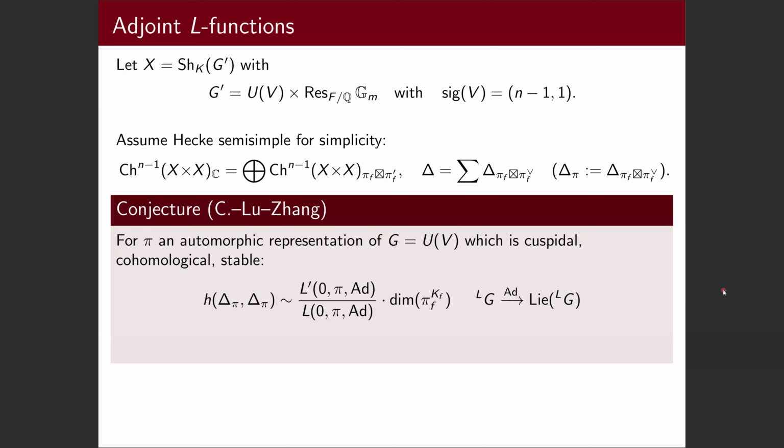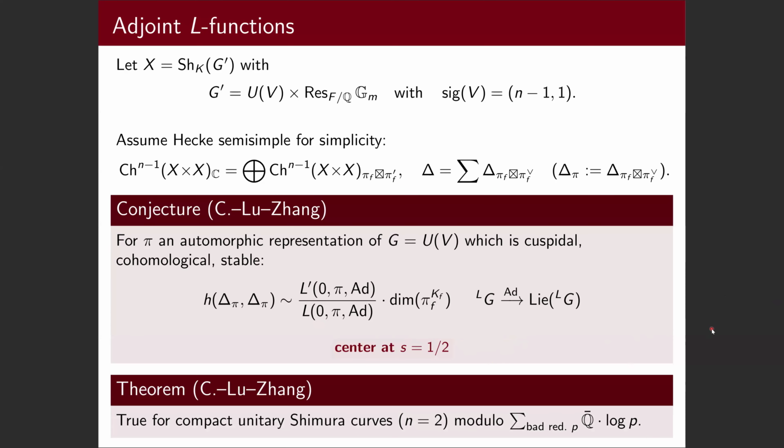Okay, so this is our expectation. We don't know how to prove this in general, but before I move on to that, I want to point out here that just like in the beginning with the Faltings height, this derivative is taken at a non-central point of the functional equation. The center here is at s equal to 1/2, and here we're taking the derivative at s equal to 0.